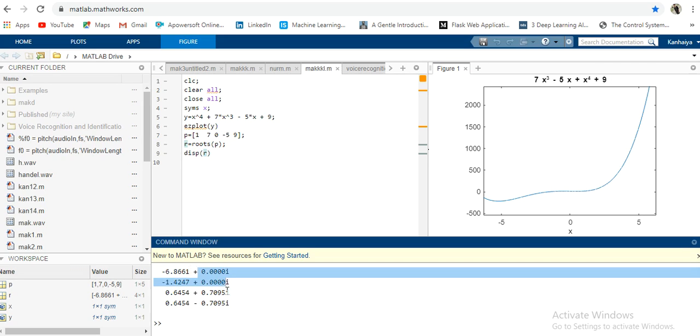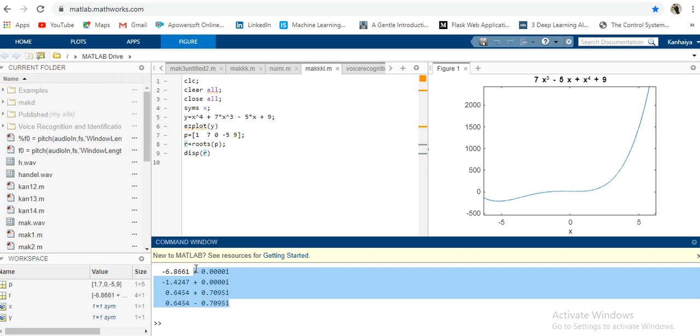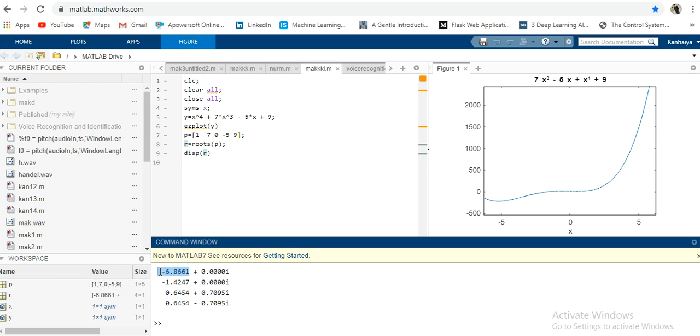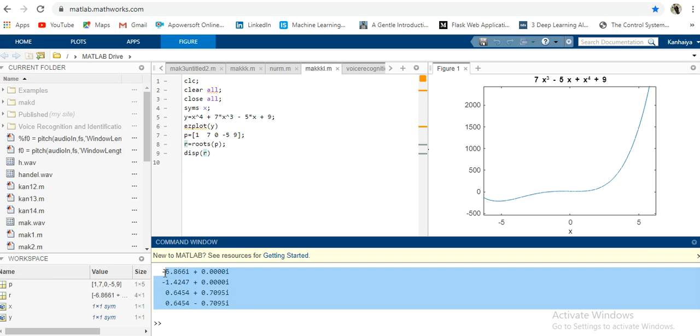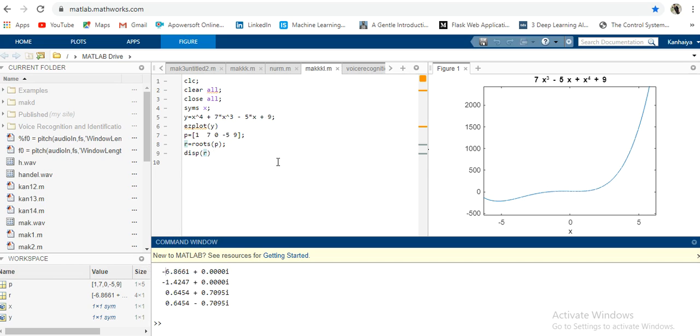Okay, we can just remove these complex values. We will consider this one only, because 0.0000 is something, so we will not consider the complex value. We will take its real part only, not the imaginary part. These are the 4 values of this polynomial.